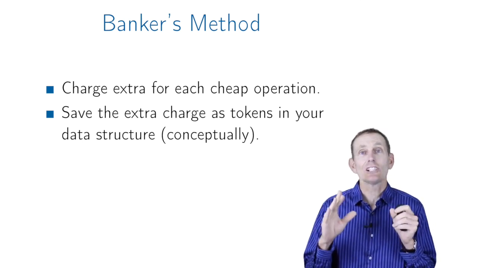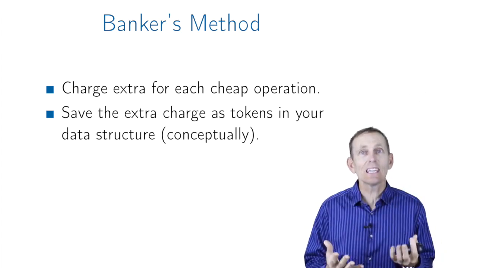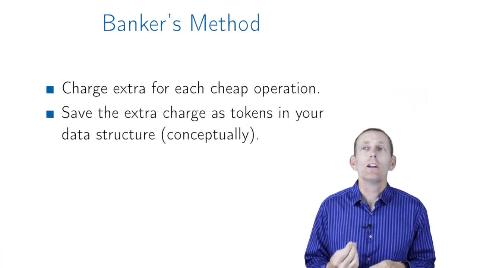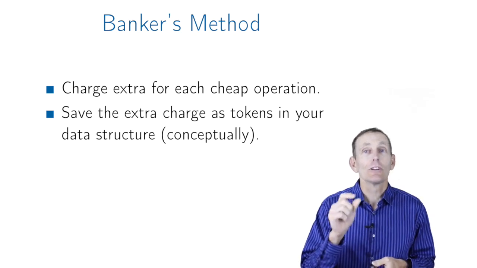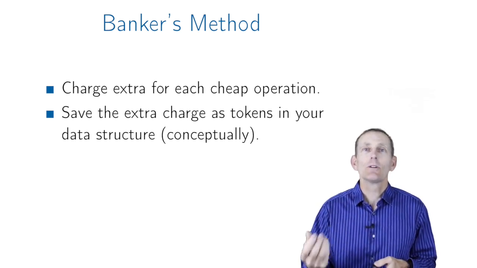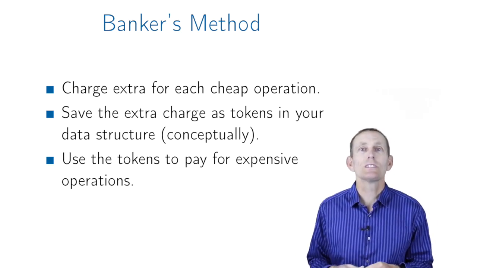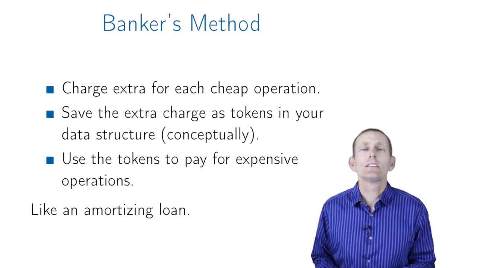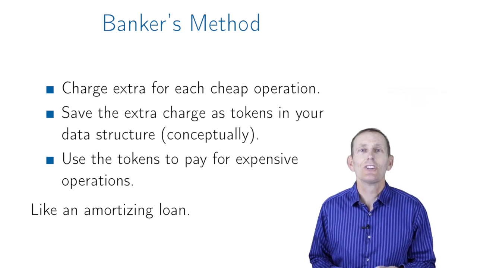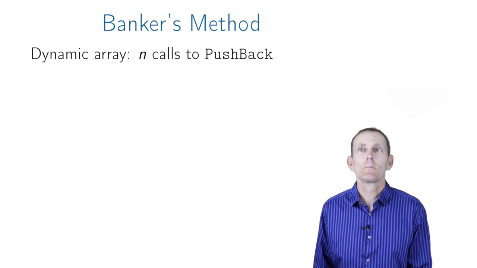We're not actually changing our code. This is strictly an analysis, but we're conceptually thinking about putting our saved extra costs as tokens in our data structure that later on we'll be able to use to pay for the expensive operations. Does it make more sense as we see an example? It's kind of like an amortizing loan, or the case I talked about where we're saving $100 a month towards a $6,000 car because we know our current car is going to run out.